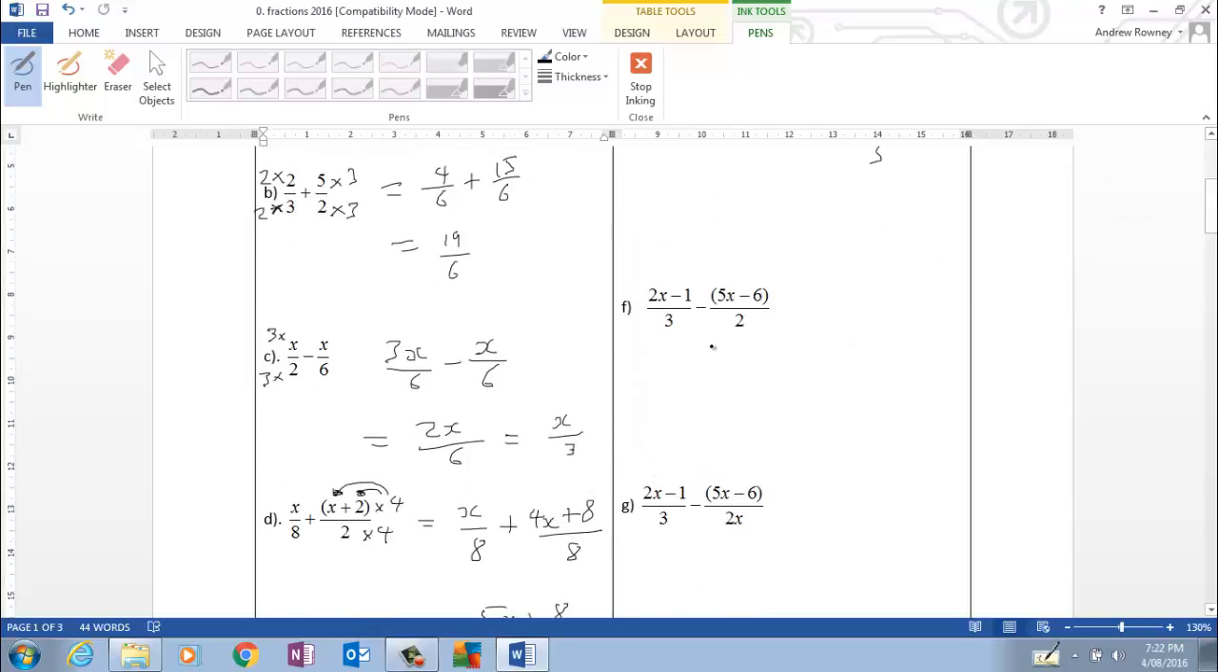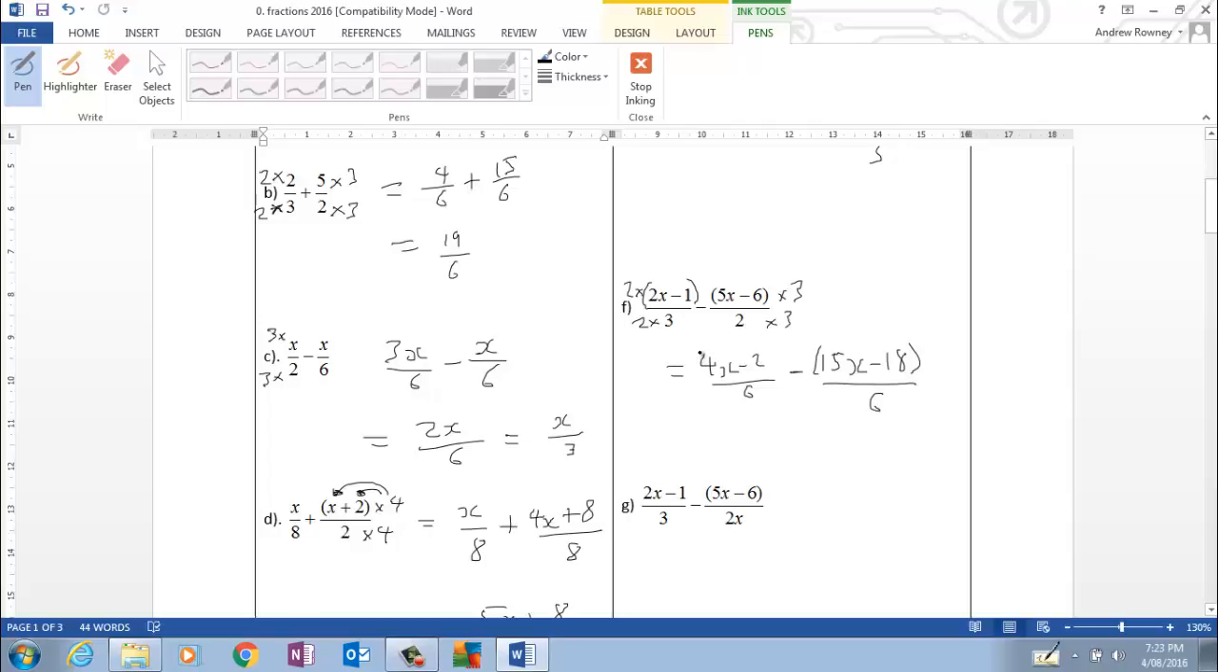This one down here we need a common denominator of 6, so we're going to times this by 2, times this by 2, times this by 3, times this by 3. So on the top, if you multiply the 2 inside that bracket, you'll get 4x take 2 over 6, and if we times the 3 into this bracket, you'll get 15x take 18. Now there's a minus out the front, so we put the minus there, and it's all over 6.